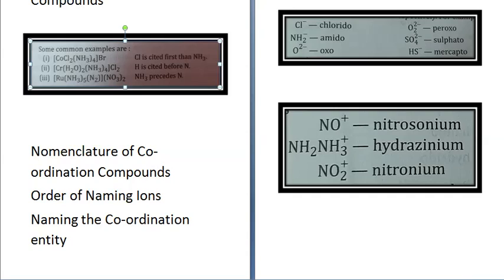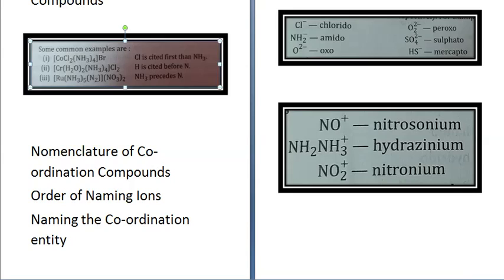Then the second is naming the coordination entity. In naming the coordination entity, the number and names of ligands are written first, followed by the name of the central metal atom. The oxidation number of the central metal atom is expressed by a Roman numeral. Metal atom as well as ligands are written without any space between them.